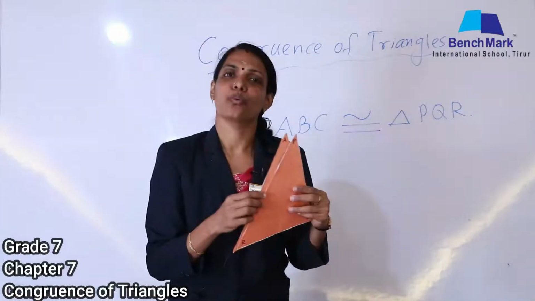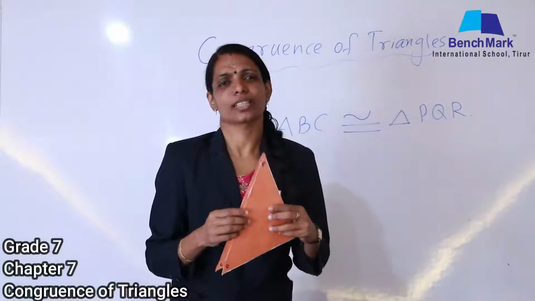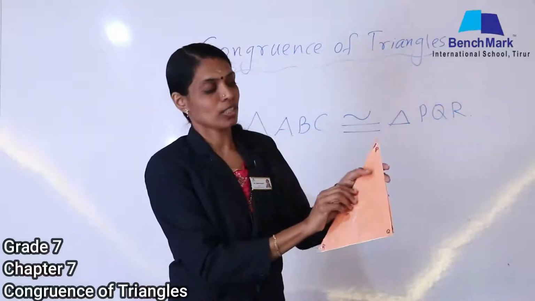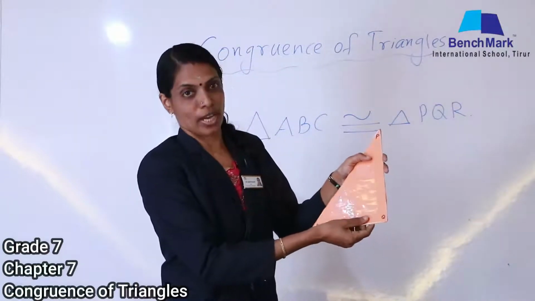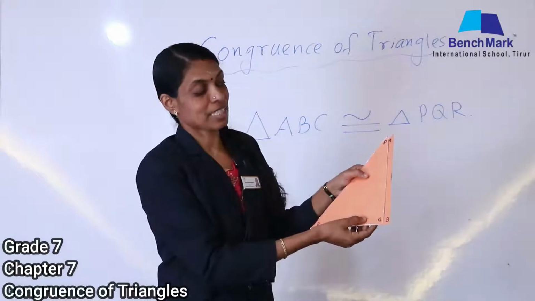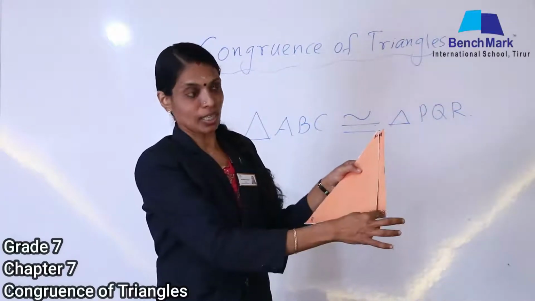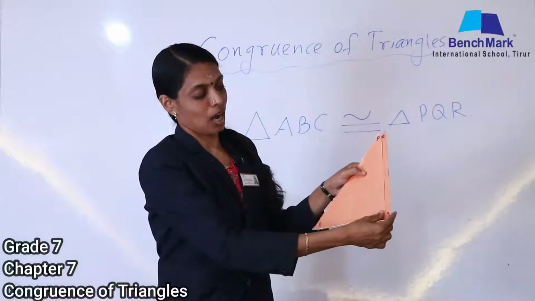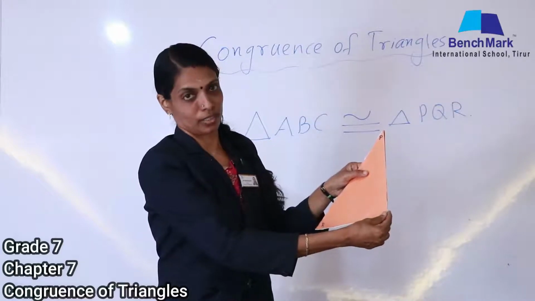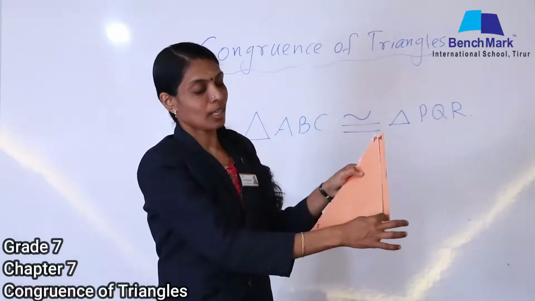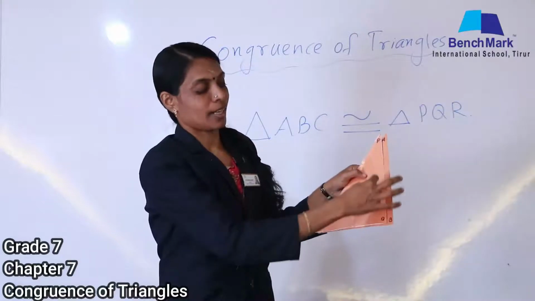Next, let us see what is the meaning of corresponding sides. When we superposed these two triangles, you can see that the sides AB and PQ are getting fixed one over the other. So, the side AB is corresponding to side PQ.